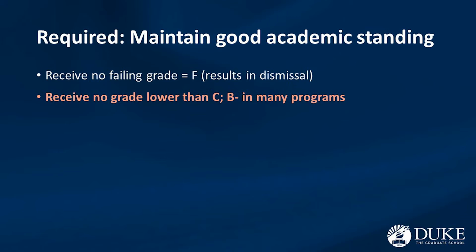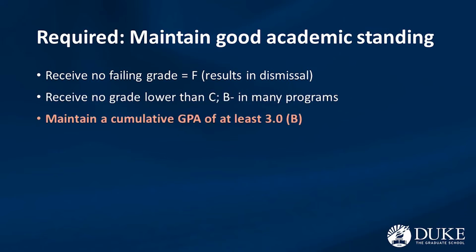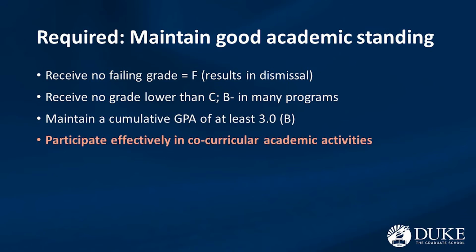Doesn't mean that you're dismissed if you get that grade, but it does mean that you would not be in good standing. You need to maintain a cumulative grade point average of at least 3.0, which is a B average. You need to participate effectively in co-curricular academic activities, which means beyond courses. So, for example, if you need to do research rotations, if you need to be in a student seminar, all those sorts of things that are required for your program have to be taken very seriously, equally seriously to your coursework.